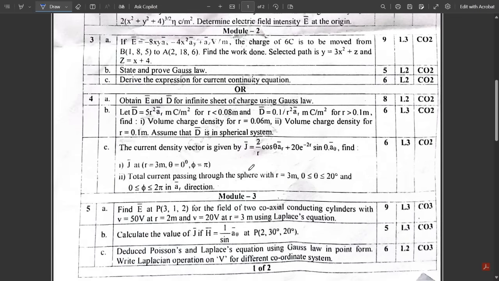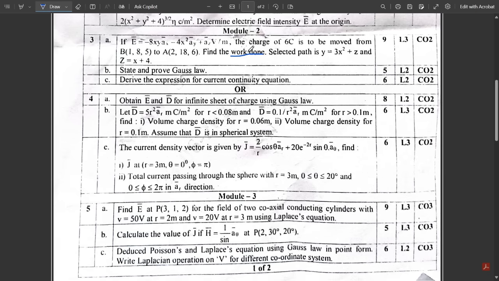Now module 2, the first question from module 2 is related to Gauss law. Related to Gauss law, the first question they have given is on electric field intensity. They have given one value, and a charge of 6 coulomb is to be moved from point B to point A. They have given the coordinates as well. Find the work done.